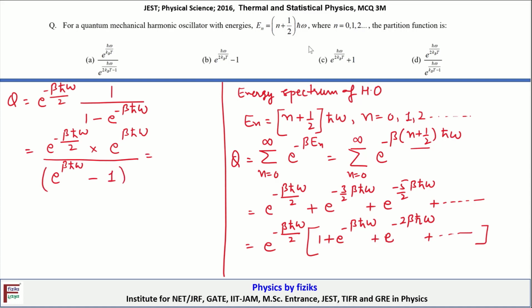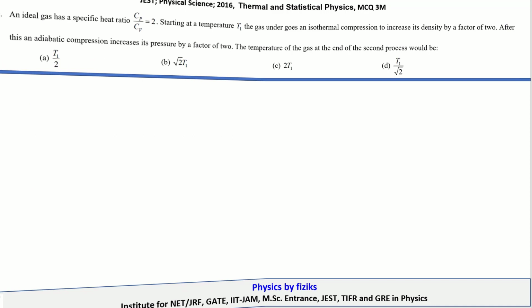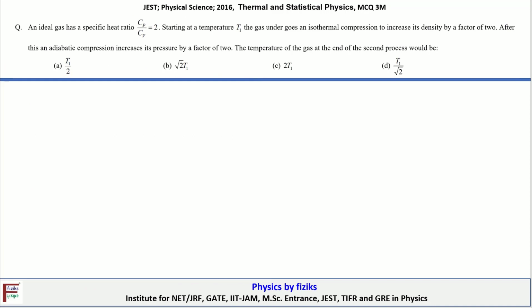Okay, so that this is equal to e power beta h cut omega by 2 upon e power beta h cut omega minus 1. Okay, so therefore option D is the correct option here. So let's continue with the next problem.